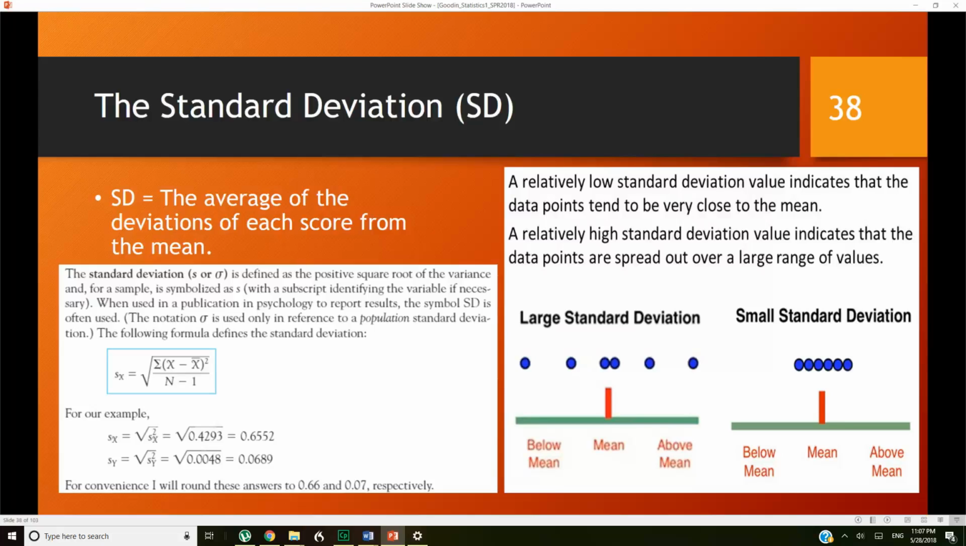For most normal distributions, we can say that about 2/3 or 67% of the observations lie within one standard deviation of the mean. As we see in the graphic on the right, a small or low standard deviation value indicates that the data points tend to be very close, whereas a high or larger standard deviation value indicates the data points are spread out over a large range of values.